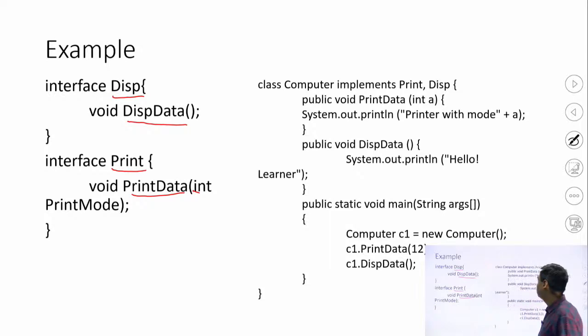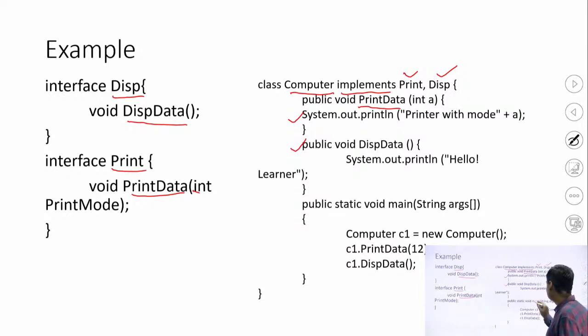Now the next job is to implement these interfaces. To implement them, we use the class name Computer, then implements, and the names of the interfaces, print and disk. Now we have to give the definition of these methods. We have the printData method, where we have given the definition System.out.println. Then we have the diskData method, where we have given the definition System.out.println hello learn.